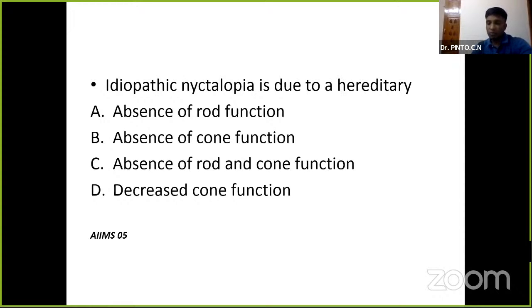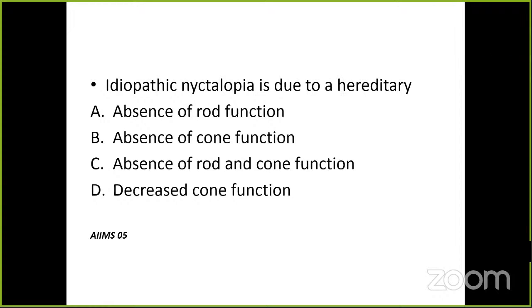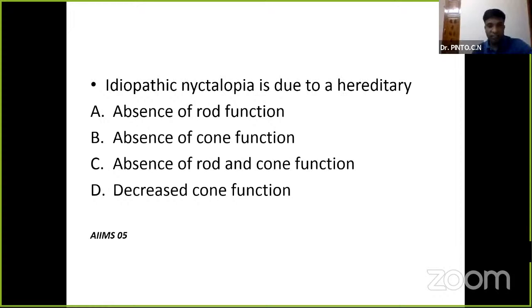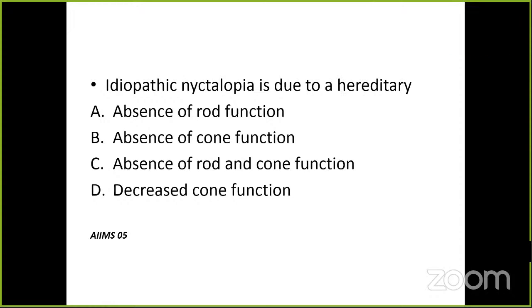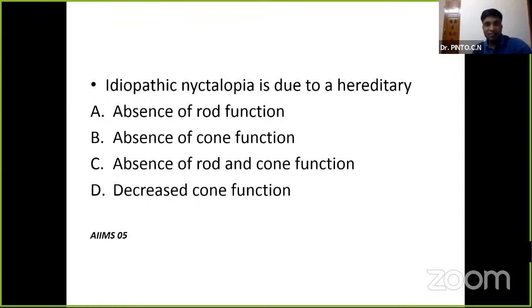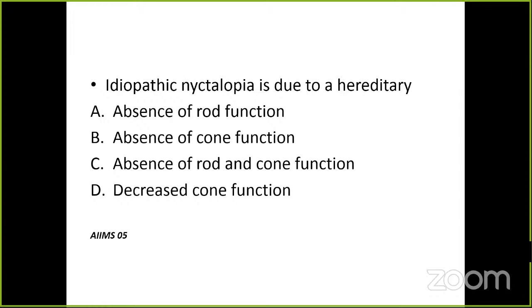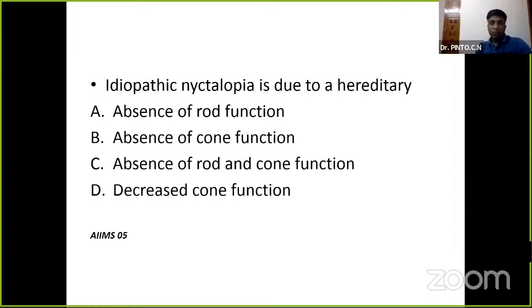What do you mean by nyctalopia? Loss of night vision. Yeah, very good. Night blindness. Absence of rod function. Opia means basically the blindness. Nyctalopia means night blindness. So the photoreceptor responsible for dark light, dim light vision is the rod. So it's basically the absence of the rod function which gives rise to idiopathic nyctalopia.